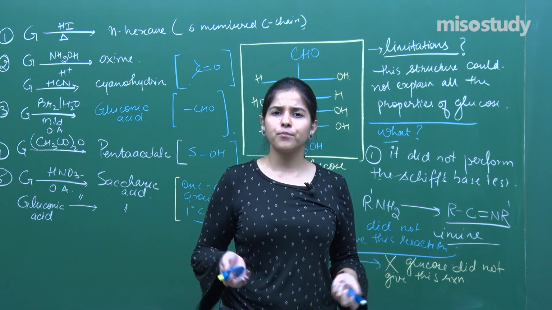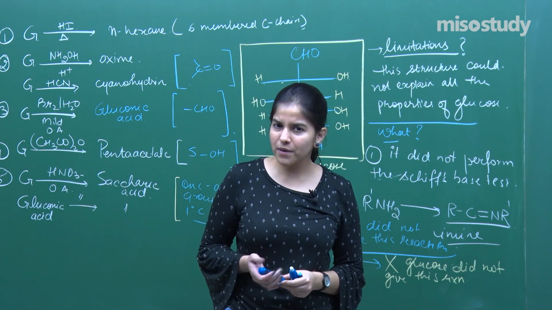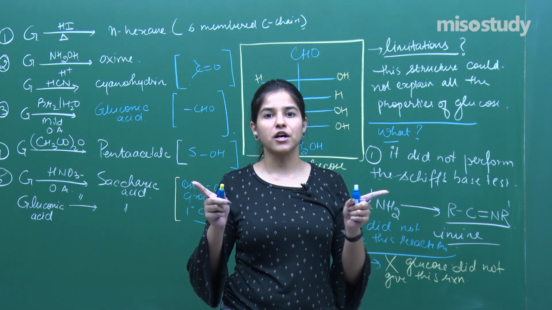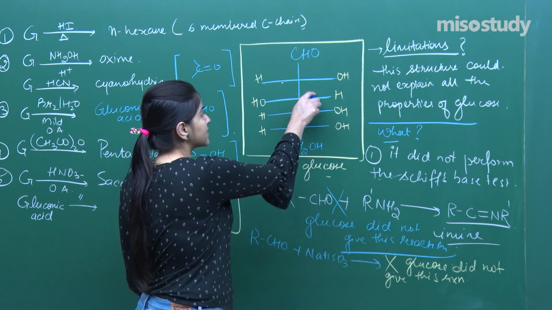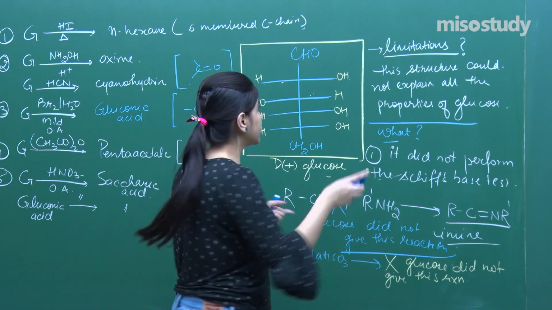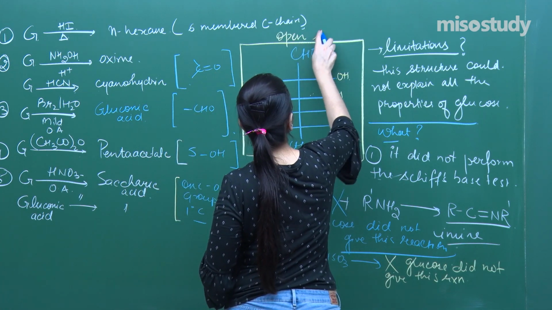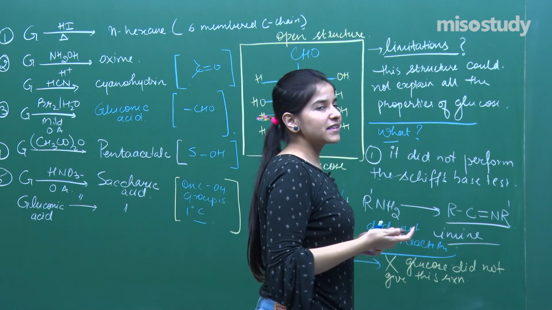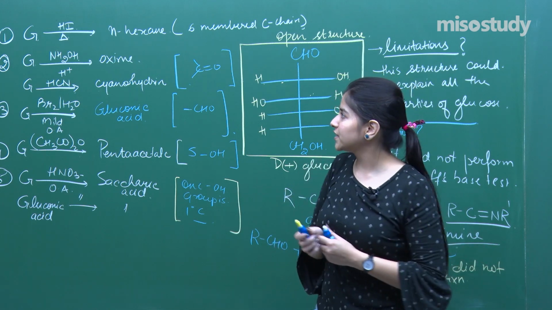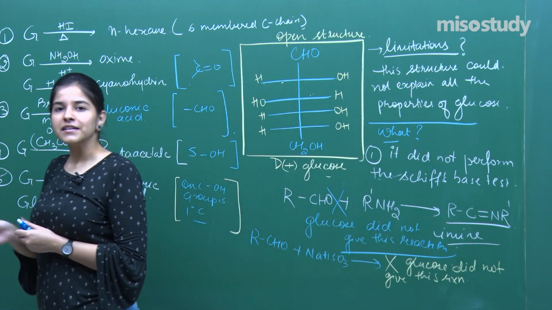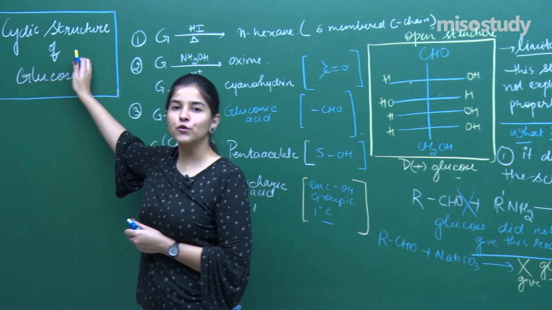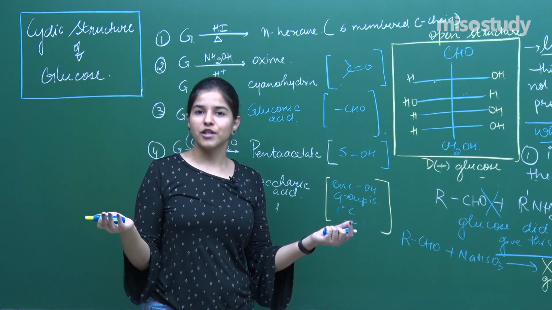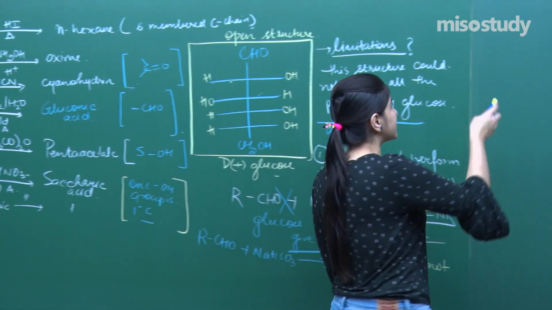So what was the problem that was coming here? The problem actually was lying in the structure itself. They found out that glucose not only exists in this open structure, that is the open structure of glucose. Glucose also existed in another kind of structure, and that is known as the cyclic structure of glucose, right? What is that cyclic structure of glucose? Let's discuss now.